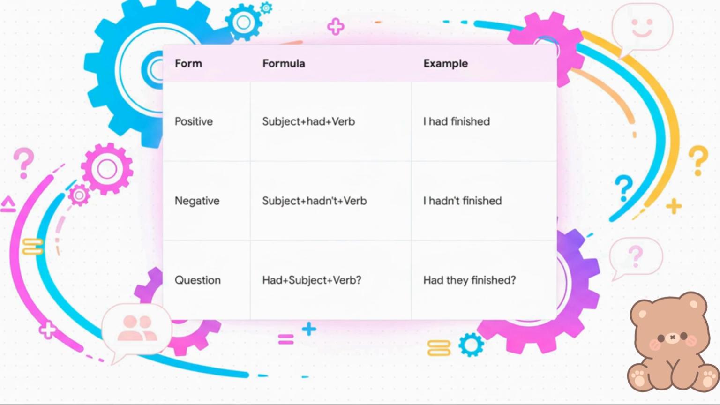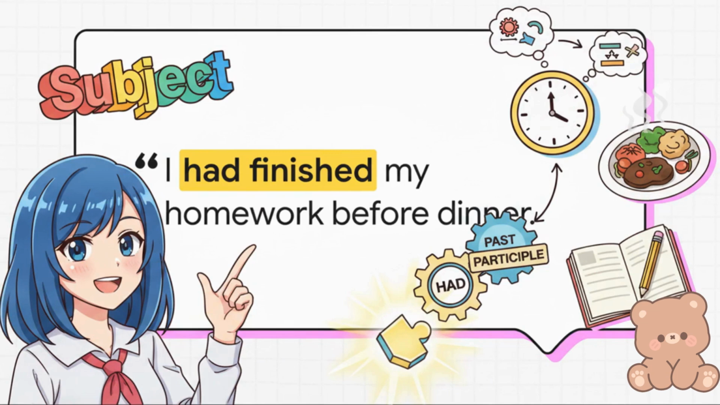And what if you want to ask a question? Just swap the subject and had. Had they finished? The math holds up every single time. It's incredibly reliable. Here's our finished positive product in action. I had finished my homework before dinner. You've got your subject, I, plus had, plus the past participle, finished. All the pieces snap together perfectly to create a grammatically flawless sentence that tells the listener exactly what happened first.